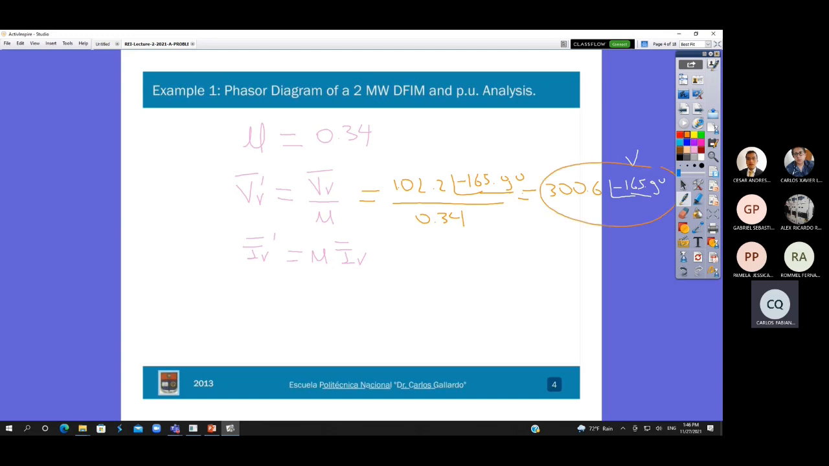So what is the frequency of operation of the rotor? Let's compute the current. So I will have 0.34 times the rotor current. We have already computed this value, 1807.4, with negative 16.5 degrees. So this is equal to 614.5 at negative 16.5 amps. Once again, my question, what is the frequency of operation of the rotor?